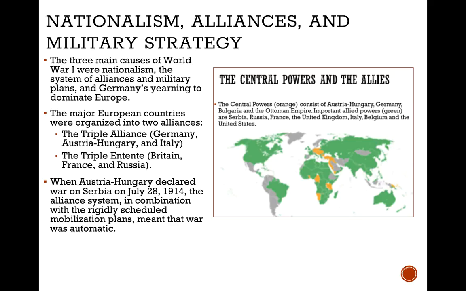The Triple Alliance of Germany, Austria-Hungary, and Italy becomes called the Central Powers, which consist of Austria-Hungary, Germany, Bulgaria, and the Ottoman Empire. The Allied Powers, as they'll be called, were basically everybody else: Serbia, Russia, France, the UK, Italy, Belgium, the United States, and Japan.